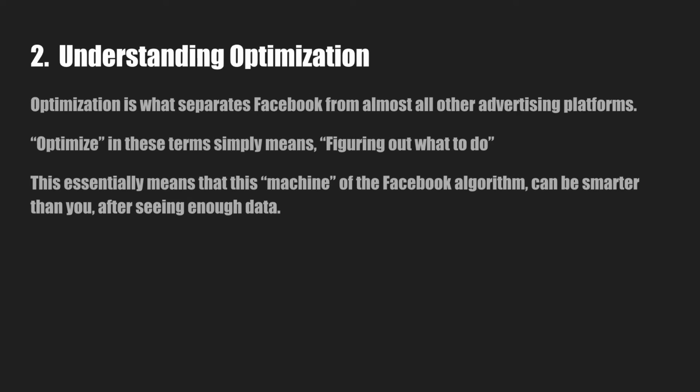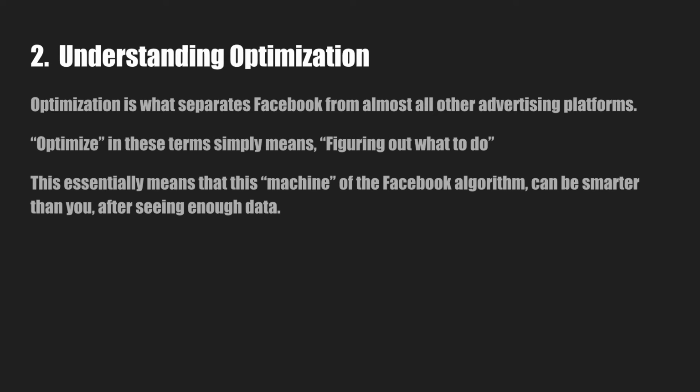So, understanding optimization. Optimization is what separates Facebook from almost all other advertising platforms. Facebook's optimization used to be a lot dumber than it is now. We'll be covering this in future segments and how you can use this to your advantage. Basically, optimization means that Facebook can figure out what to do to get you what you want. It's pretty simple to understand. Whatever you tell Facebook you want, they can figure out and go get it, which is why Facebook is so powerful.